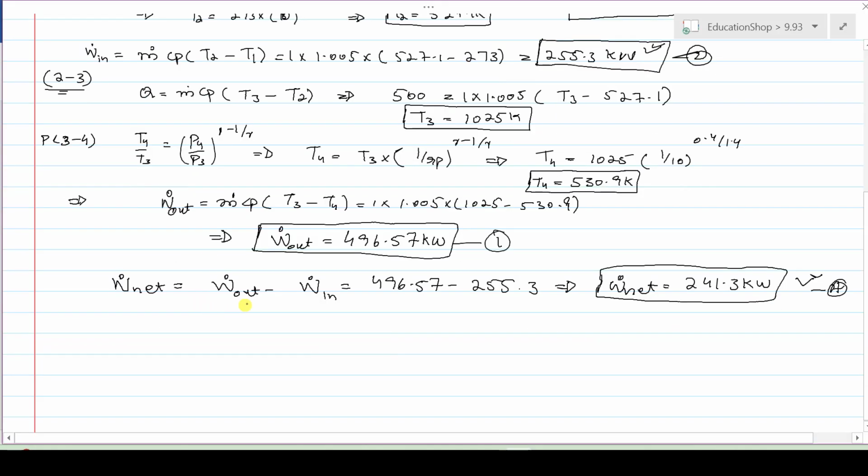Next, we need to find the thermal efficiency of the aircraft engine, that is the net power produced divided by the heat supplied to it. The heat supplied is given in the statement, it is 500 kilowatts. After solving this, you will get 0.48, which means 48% thermal efficiency. And this is our final requirement of this statement.